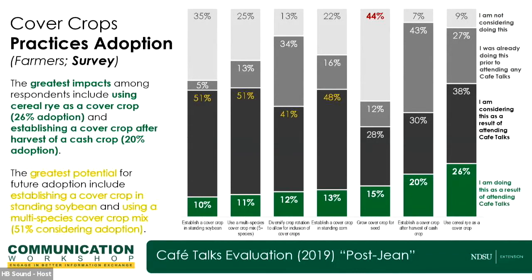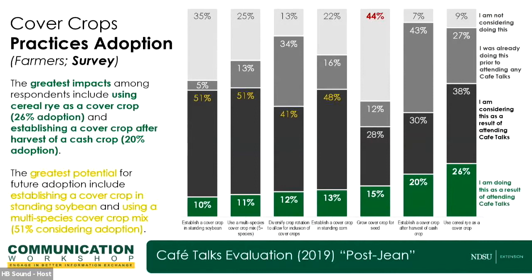But what we do here is I've created this graph. We've got 4 categories. I am doing this as a result of having attended these cafe talks. That's very specific. I'm considering doing this as a result of having attended the cafe talks. I was already doing this prior to any cafe talks, and I am not considering doing this. Okay, so these are 4 pretty specific categories that are all going to give us some meaningful data.